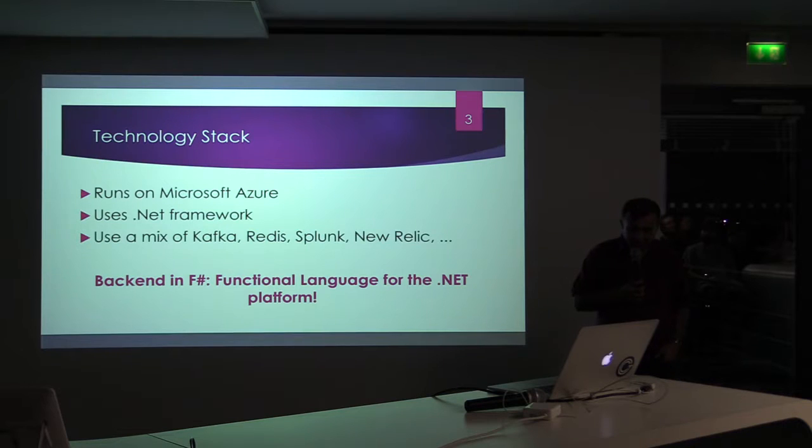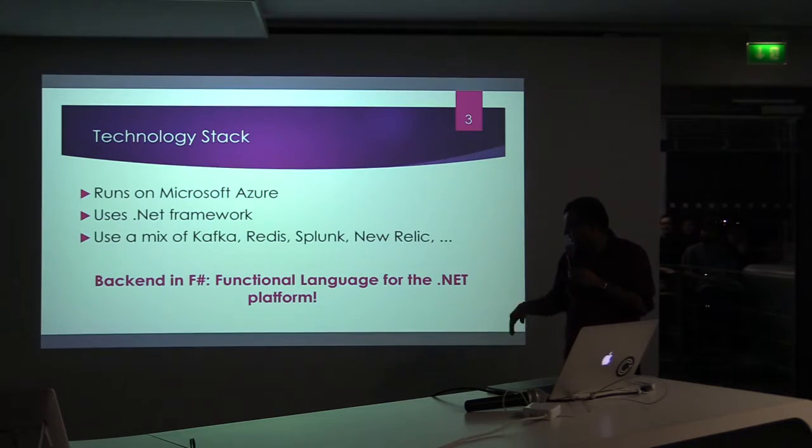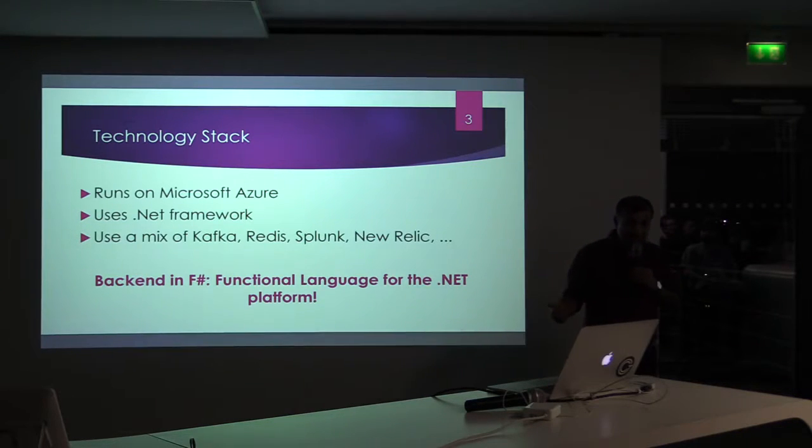So we had the .NET framework, and we have a mix of technology: Kafka, Redis, Splunk, and so on. And the backend we have is in a language called F#, which is a functional language derived from OCaml that uses the object-oriented model from .NET.